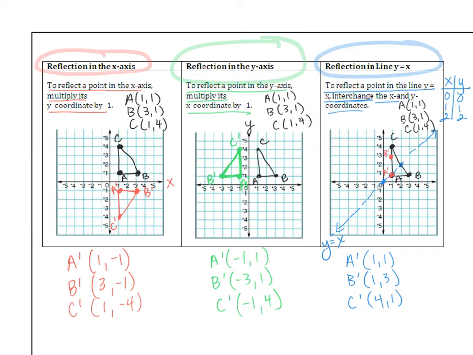C prime is at 4, 1. So that's going to be over here. C prime. Again, it's kind of overlapping itself. This triangle ends up overlapping itself. And that will happen on your homework as well.